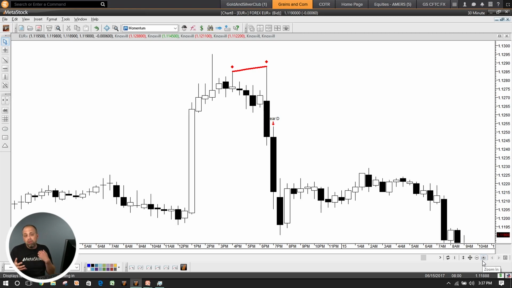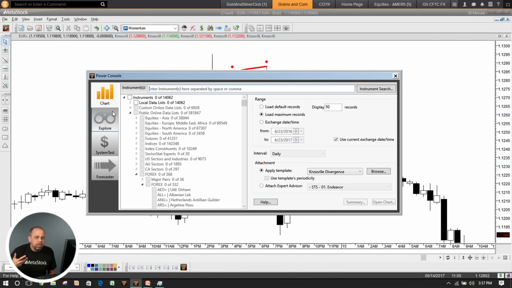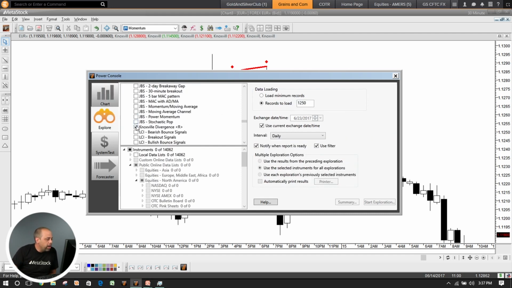Now again, these patterns don't happen very often, which is why we implemented a scanner to go with this. Which means if I come into the Power Console in the MetaStock program, I can click on the scan. I can find my Knoxville Divergence scan, and I can run it against futures. I can use it against Forex. I can do ETFs. And Rob actually says in his supporting documentation for this that he's used it for many, many years on all kinds of instruments, on all kinds of time frames. Typically what this system is looking for is a nice, quick, short reversion to the mean type of move.